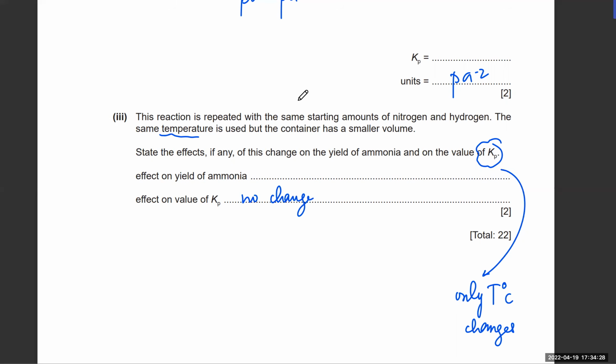The other part is, if you use a smaller volume, where would the equilibrium shift? I mean, everything, all the conditions are the same except that a smaller volume is used. So if you use a smaller volume, where would the equilibrium shift?